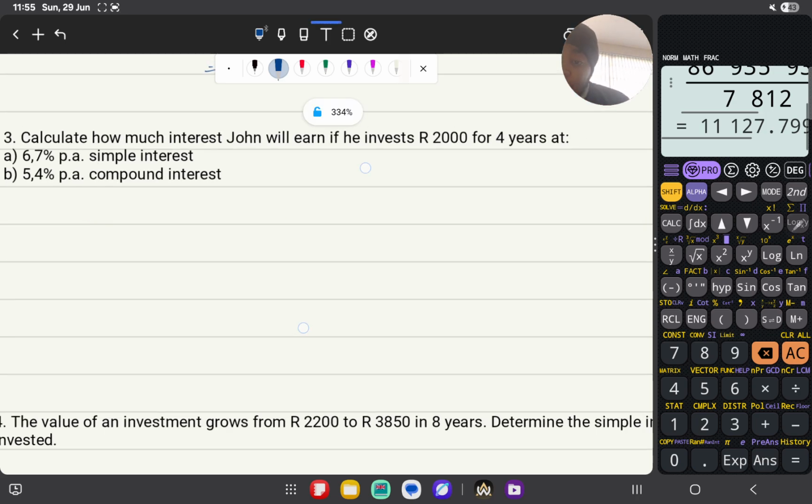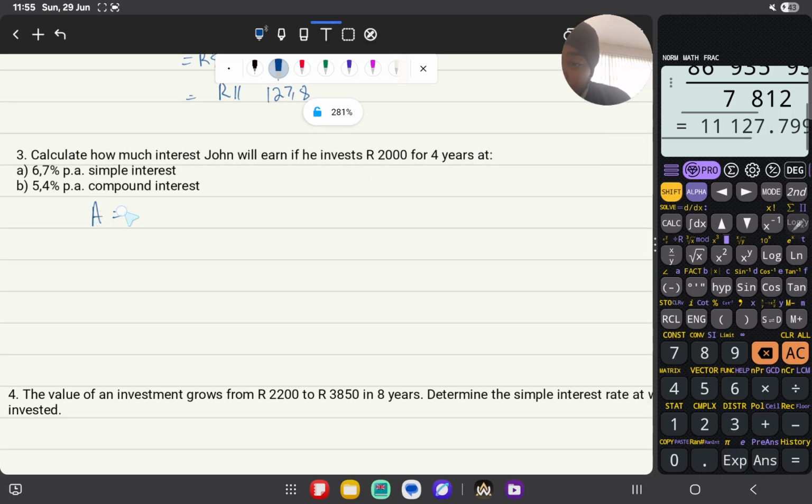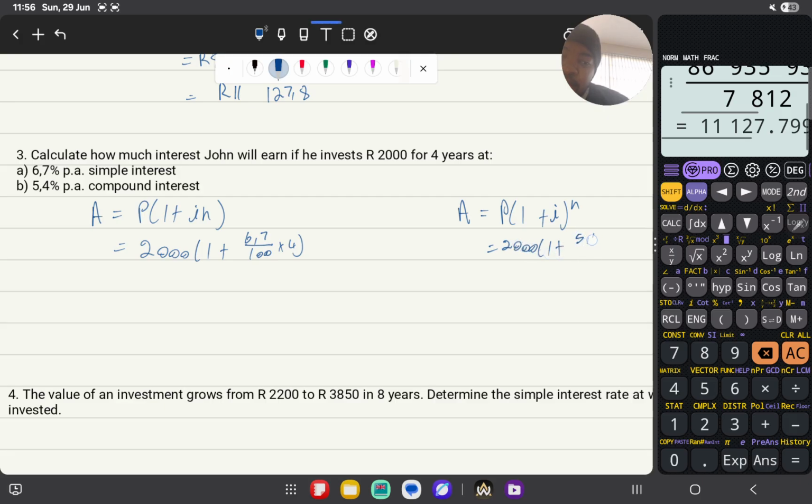On this side I'll do simple. So here I have A equals P(1 plus in). This side I have A equals P(1 plus i)^n. Substitution: 2000(1 plus 6.7 over 100 multiplied by 4), and 2000(1 plus 5.4 over 100)^4.